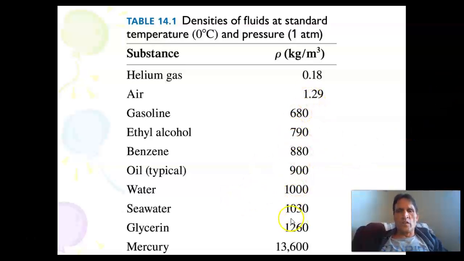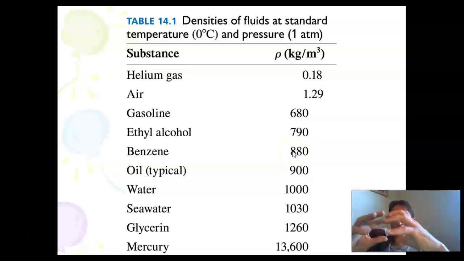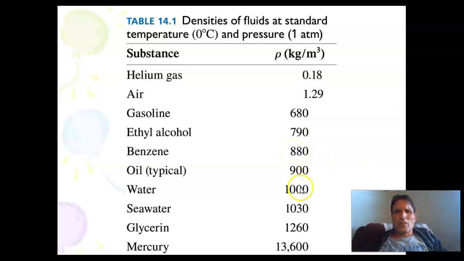And liquids are more dense than gases just because the molecules are packed more closely together. If you look at water, water is 1,000 kilograms per meter cubed. Most liquids are not too different from water in their densities. Oil is a little less dense than water, which is why oil floats on water. And then you have the alcohols, which are less dense.